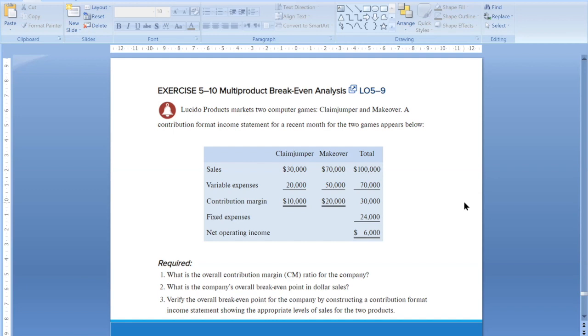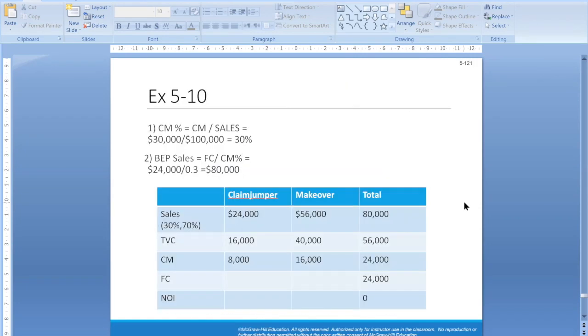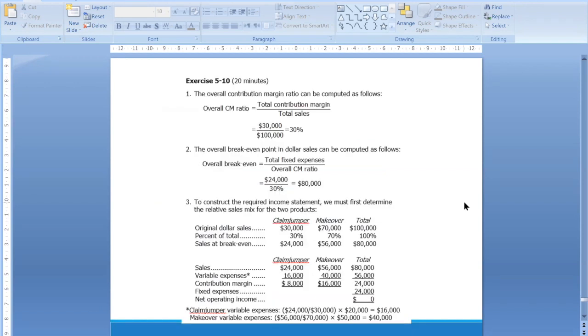This was number 3. Verify the overall break-even point for the company by constructing a contribution format income statement. That's all for 510. Okay, guys, I'll stop here for the end of 510.